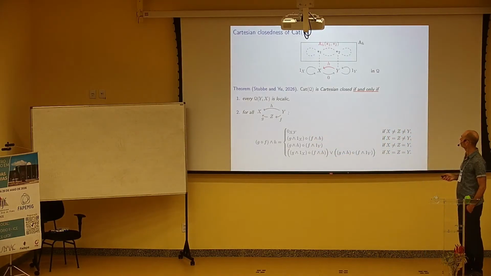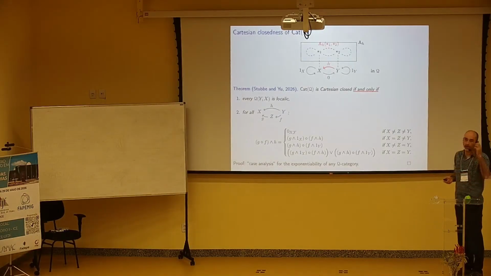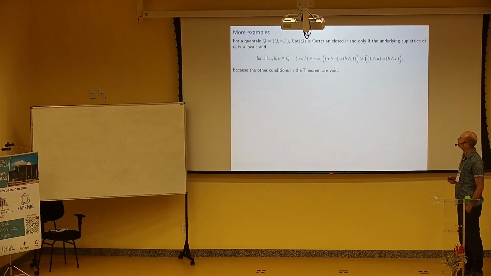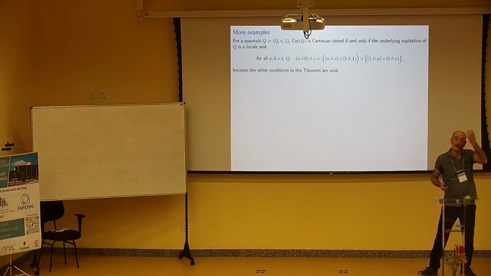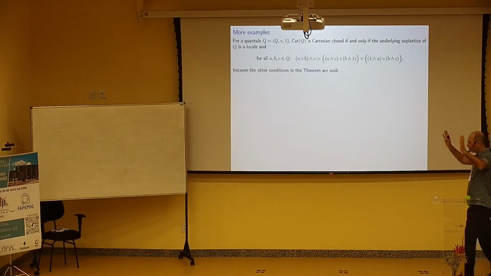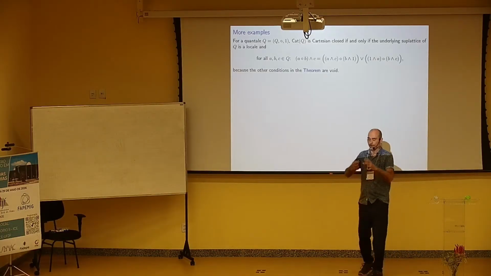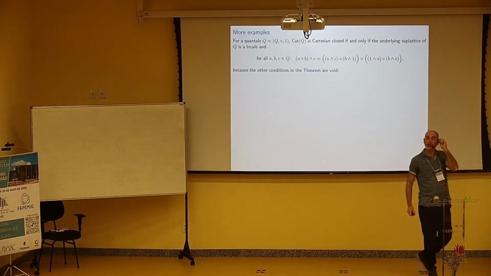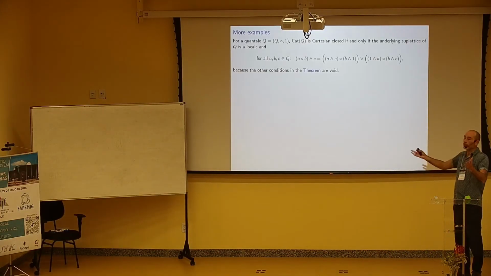Okay? So the proof is really case analysis for the exponentiability. It's not difficult at all. Right, some examples of Cat Q being Cartesian closed. Everything was done for quantaloids because I like this and because I have examples of quantaloids that I'm interested in. But I can, of course, reduce it to quantales. Just look at the one object case.